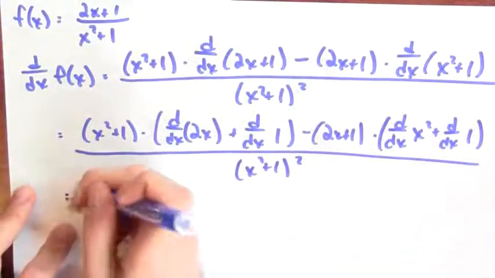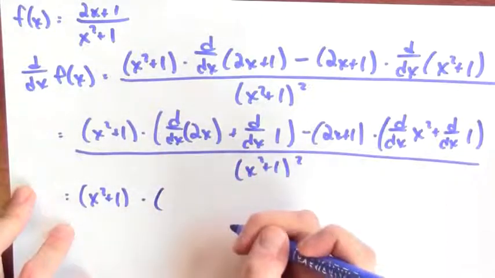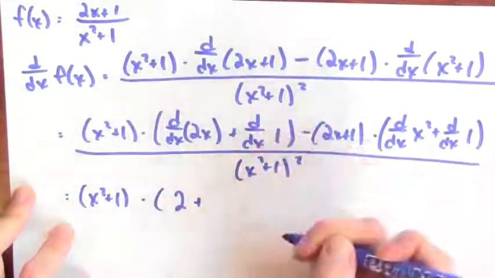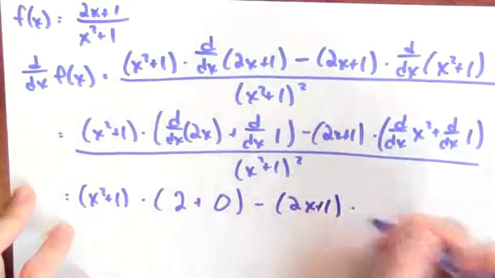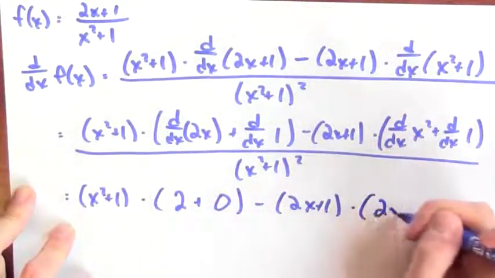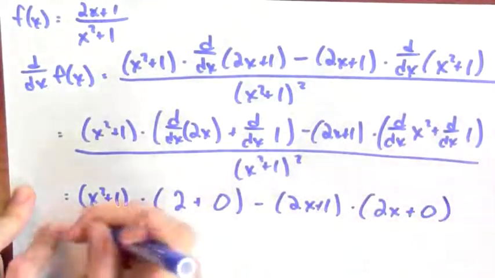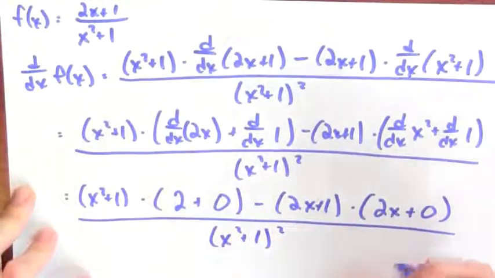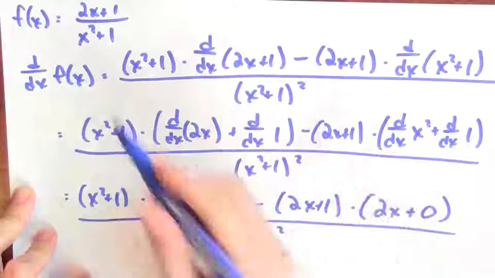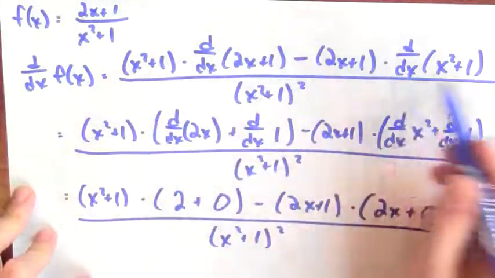I can keep going. I've got x squared plus 1 times, what's the derivative of 2x? It's just 2. What's the derivative of this constant? 0. Minus 2x plus 1 times, what's the derivative of x squared? It's 2x. And what's the derivative of 1? It's the derivative of a constant. It's 0, all divided by x squared plus 1 squared. So this is the derivative of the original function that we're considering. There's no more differentiation to be done. And we did it using the quotient rule.